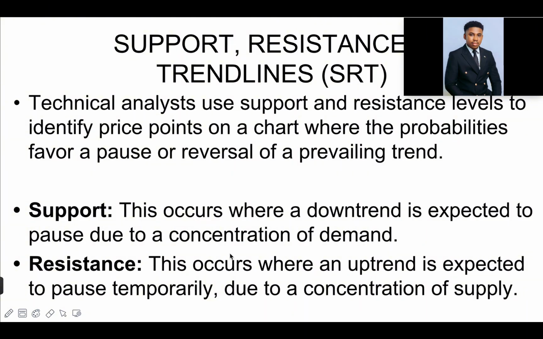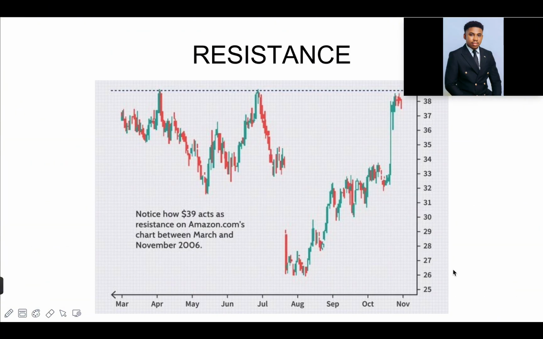And resistance occurs when there's an uptrend or when the uptrend is expected to pause temporarily due to a concentration of supply. So resistance serves as a roof for price, while support serves as a floor for price.